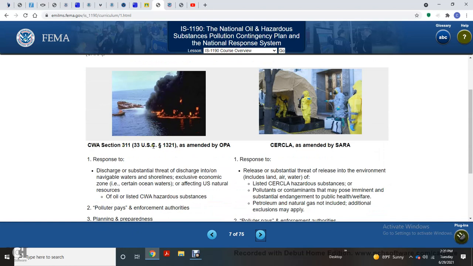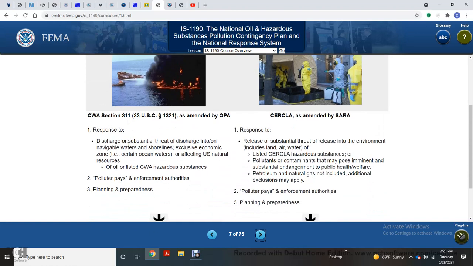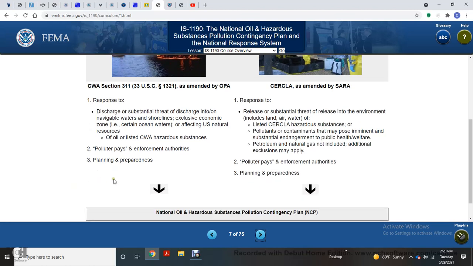Clean Water Act Section 311, Title 33 U.S. Code 1321, as amended by the Oil Pollution Act, governs response to the discharge or substantial threat of discharge into and onto navigable waters, shorelines, exclusive economic zones, and certain ocean waters affecting U.S. natural resources of oil listed under the CWA, the Clean Water Act, and hazardous substances. Polluter pays, enforcement authorities, planning process.